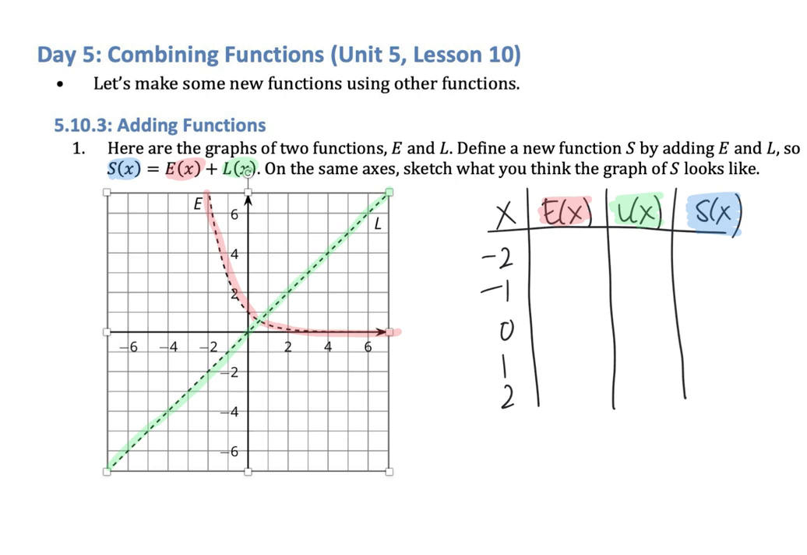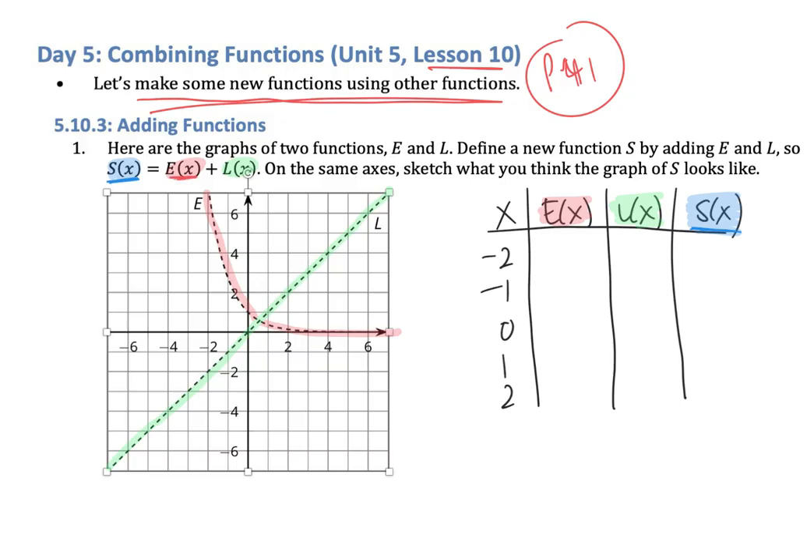So I want you to flip your booklet to page 41 now. So on page 41, you can find this first example. We're going to skip the word problem on the left. We're just going to jump into 41. But what are we doing? Our goal in this particular unit, this particular lesson, lesson 10, is to make some new functions using other functions. So our new function we're trying to make here is s of x. So we're trying to make this new function s of x.